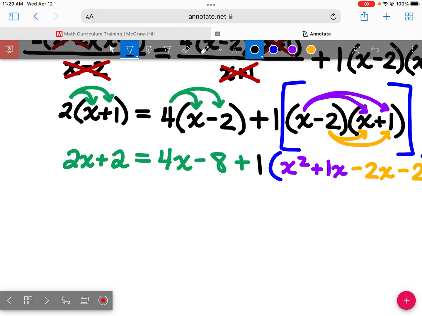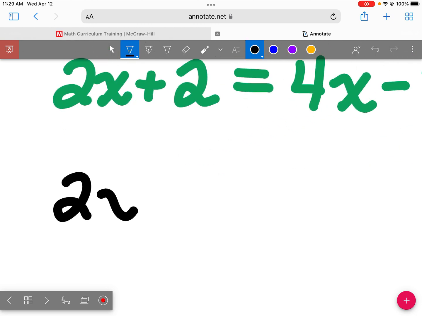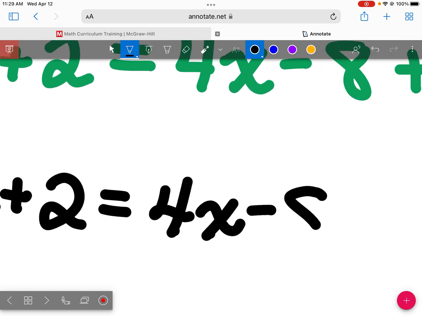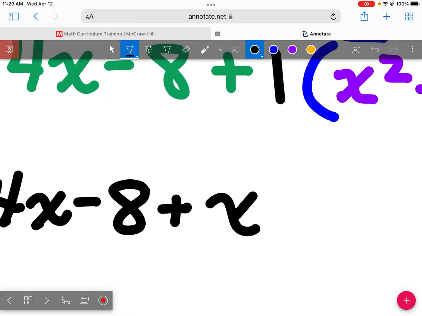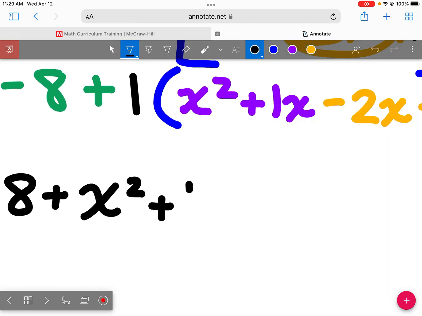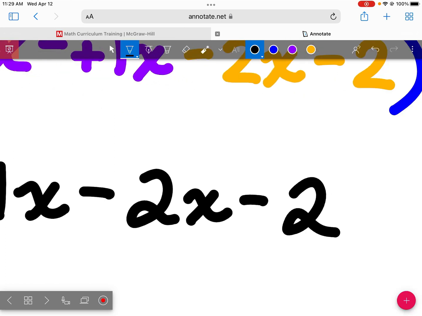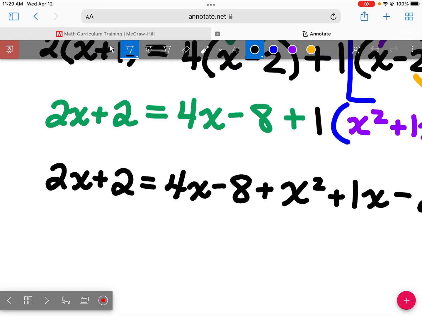And then I would need to distribute the 1 to everything. If I multiply it by 1, does it change at all? Okay, so I'm just going to rewrite it now without any parentheses. We're going to distribute that 1 in. So I have 2x plus 2 equals 4x minus 8 plus x squared plus 1x minus 2x minus 2. That is a lot. We need to solve this for x.